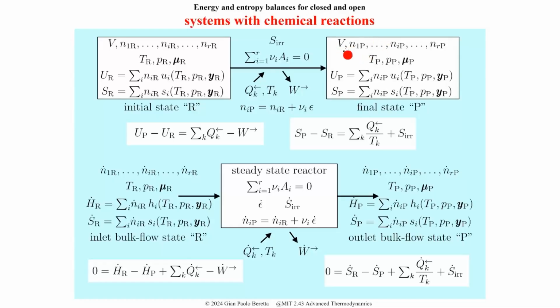Because the reaction occurs irreversibly, spontaneously, there will be some entropy produced by irreversibility. Once you have the final composition and the final temperature and pressure, you can compute the energy and the entropy the same way, only, of course, relative to the new composition. Maybe not all the final things are known.